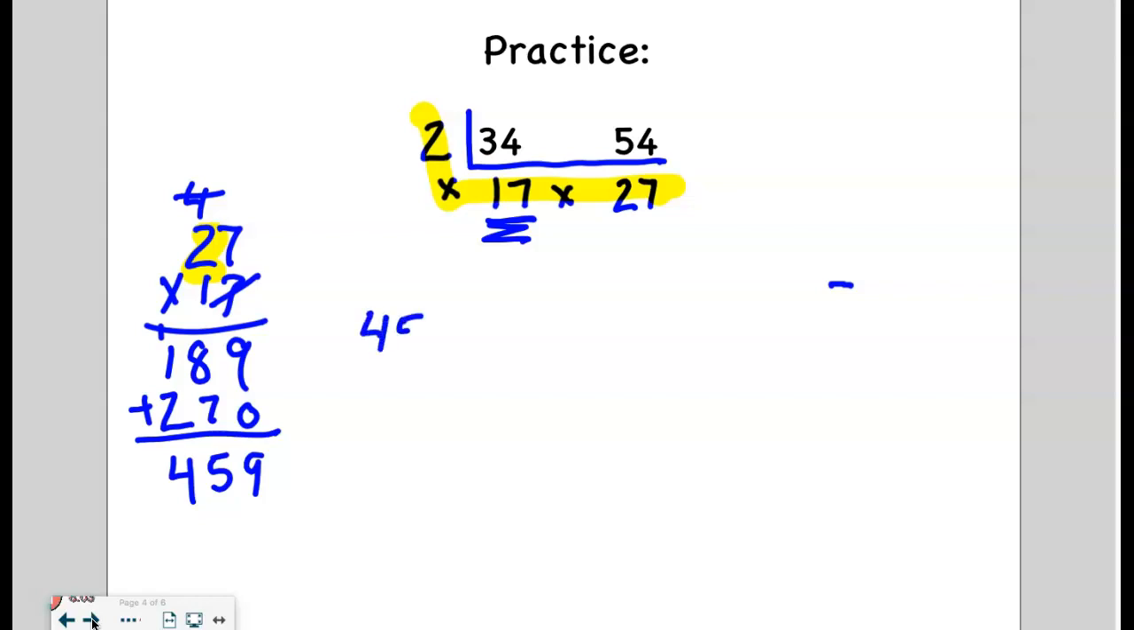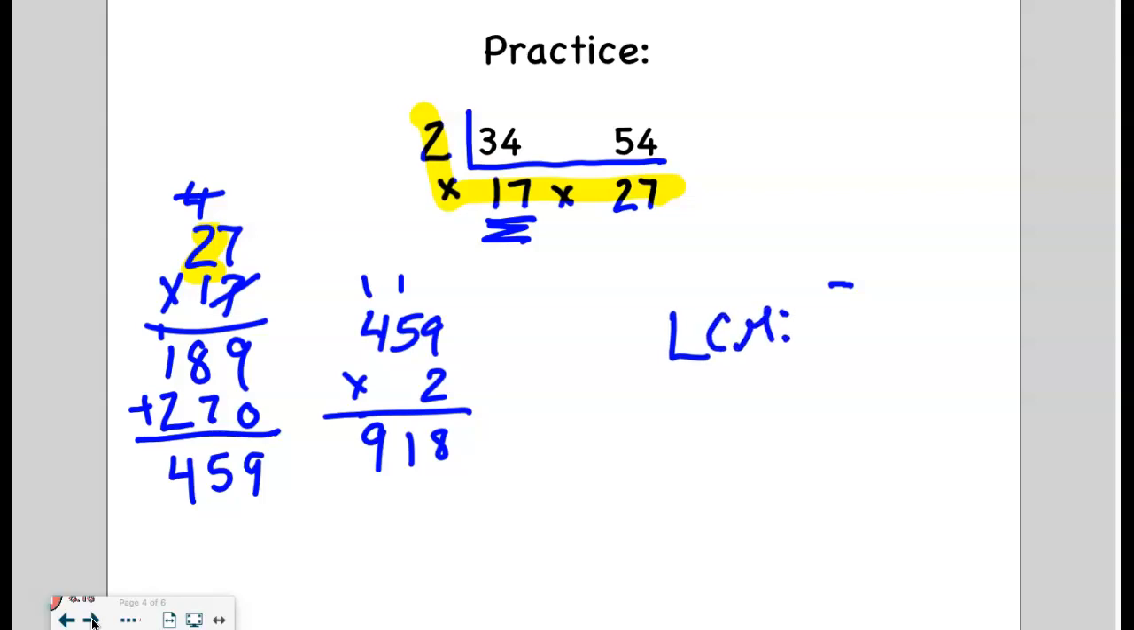So we have 459 times 2. So we get 18. 5 times 2 is 10. We get 11. 4 times 2 is 8. 9. So our LCM of these two numbers is 918. That would take a lot of writing if we were listing out multiples. So that's where this method comes in handy, is when we get those really large least common multiples.